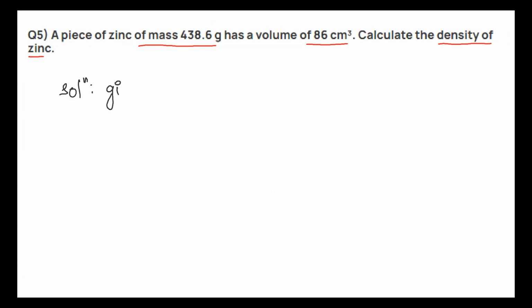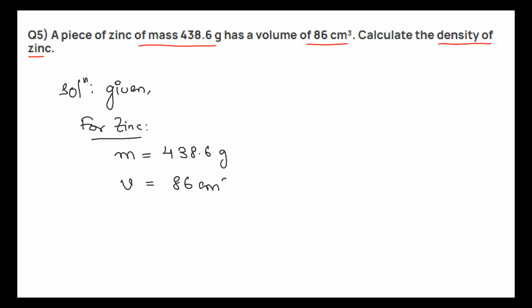Given, for zinc, mass is how much? 438.6 gram. Volume is how much? 86 centimeter cube. Now see over here the unit is in gram and centimeter cube. If you have forgotten the relation, again draw this figure. Density is mass by volume, and there's nothing to remember. Density will become mass by volume.